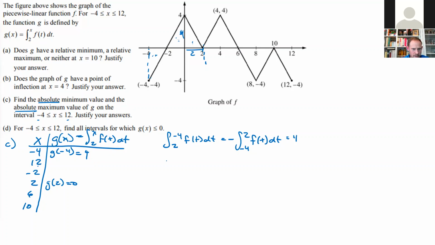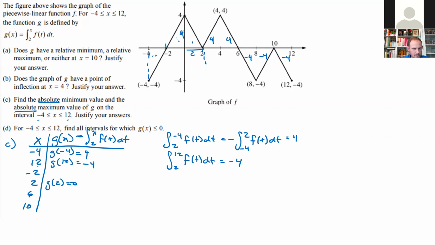Next, G of 12 is the integral from 2 to 12 of f of t dt. So we don't have to turn that one around. It's already going the right way. So we have this triangle and this triangle, which each one of these triangles is a 4. And then we have this one and this one, which are -4s, and then another -4. So that one's going to end up being -4.